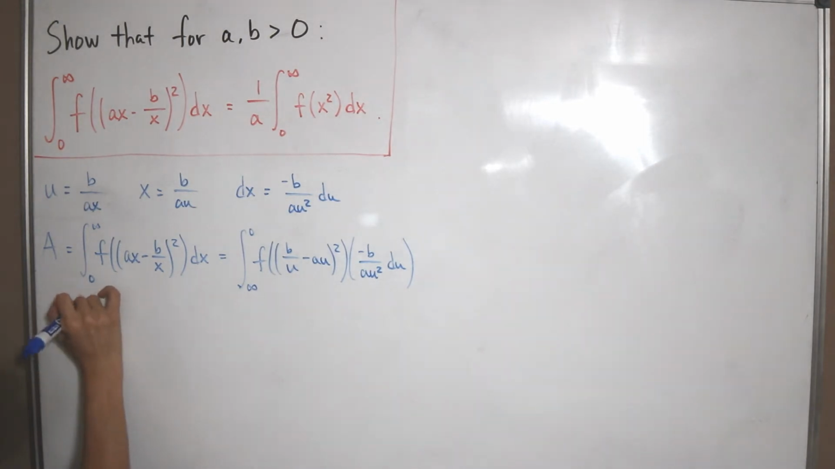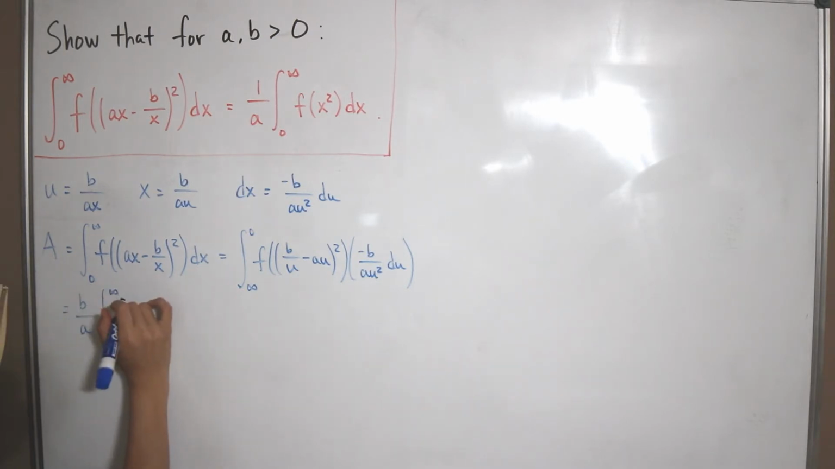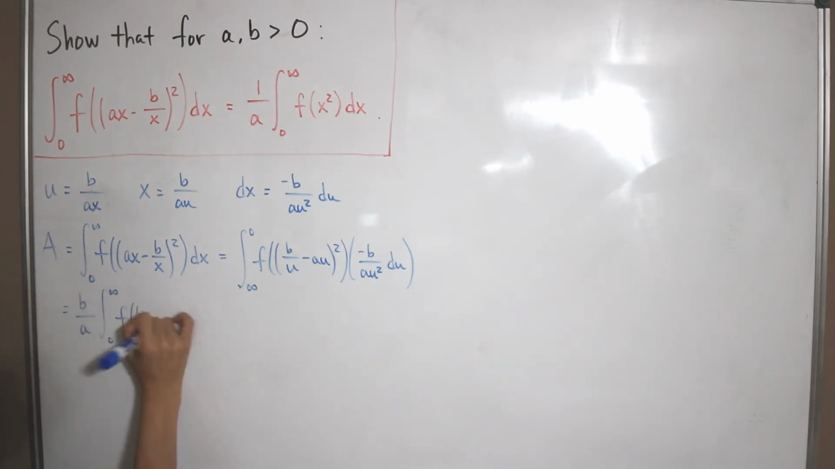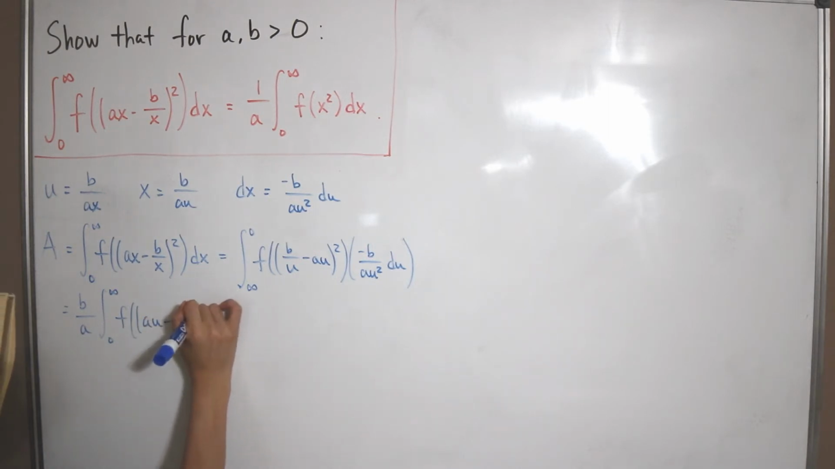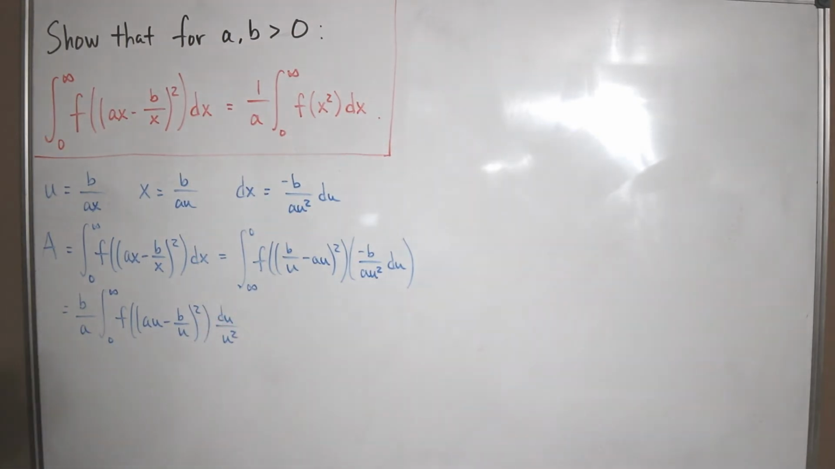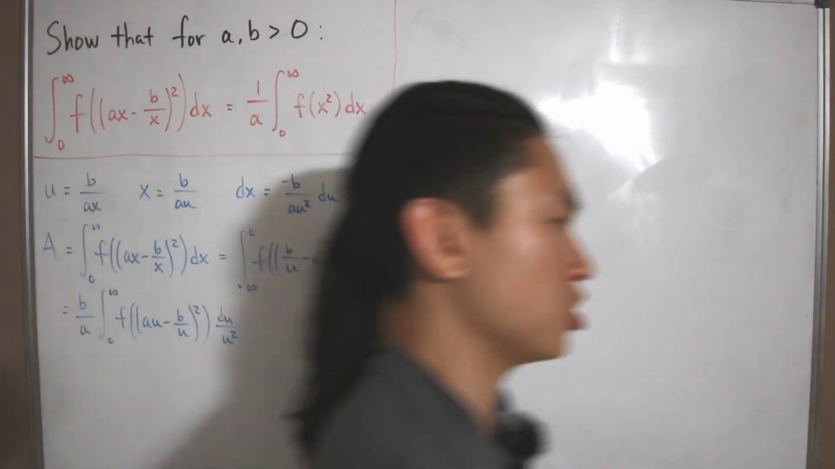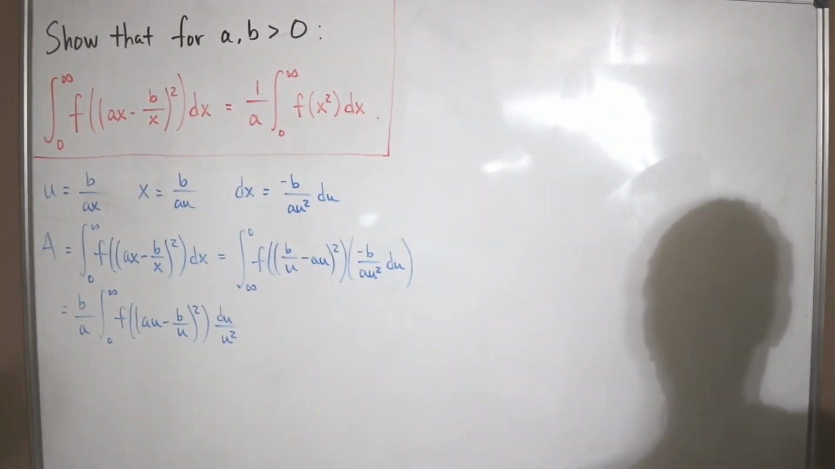So doing all this, we're going to have b divided by a, multiplied with the integral from 0 to infinity of f of (a times u, then subtract b divided by u), then square, and then we're going to have du divided by u squared. Now let's perform yet another u-substitution. We're going to call this variable v though. So let's get to that.